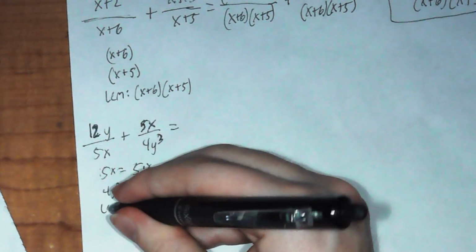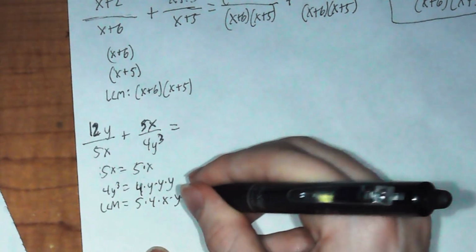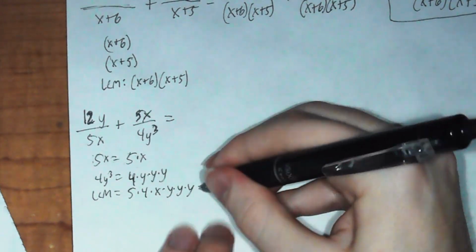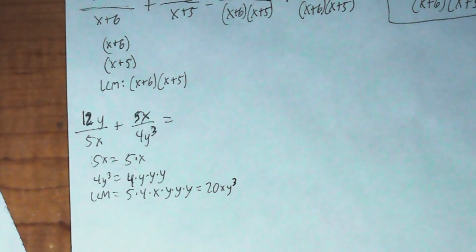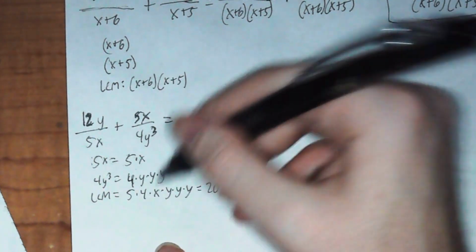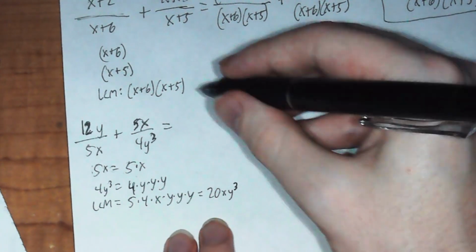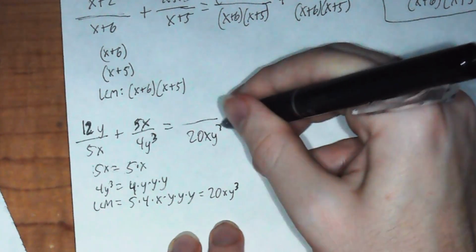So the LCM is going to be equal to 5 times 4 times x times y times y times y. Okay? In other words, 20xy cubed. Okay? The reason why we have to write all of it out is because there's nothing in common here. So, our common denominator is 20xy cubed.